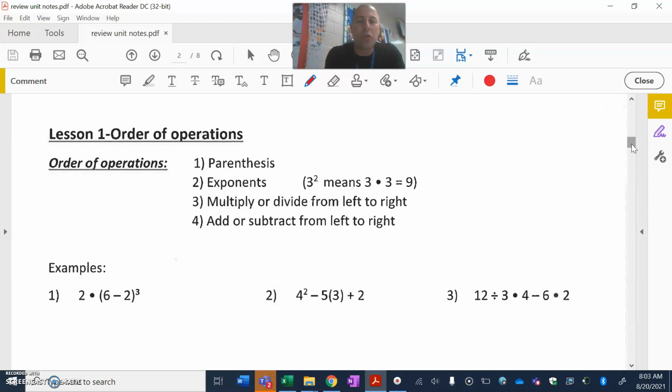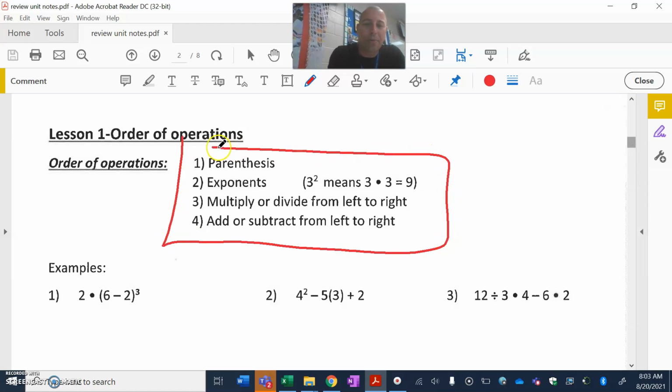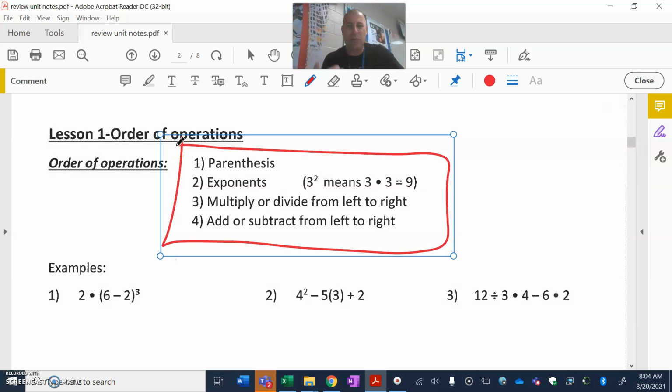Up top here, you do see your order of operations. So it's the events in which we're looking for things. So let's go to question number one here. I'm looking for item number one, parentheses. All right. Do I see any? Yes, I do. So that's where I'm going to begin.